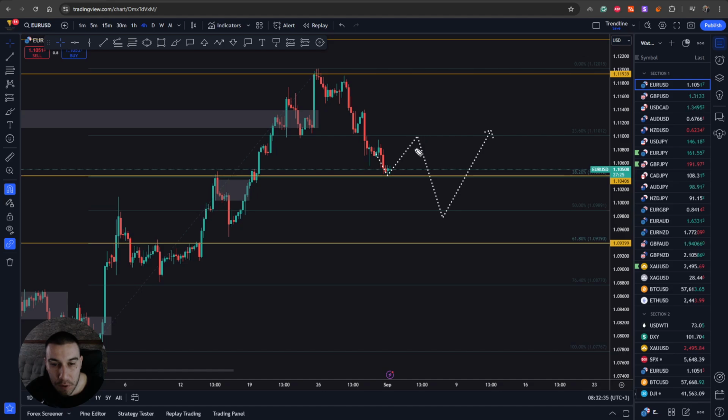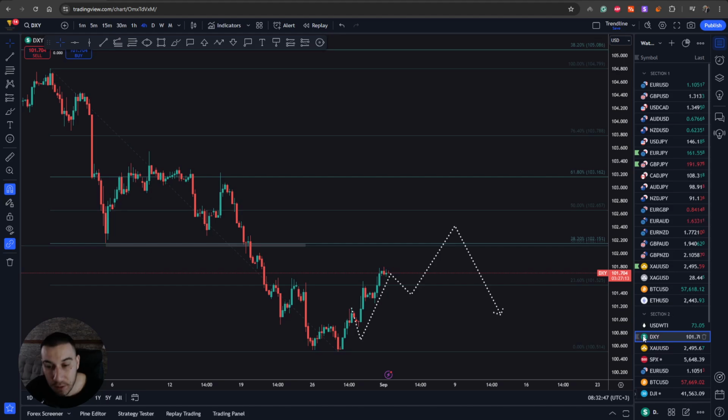Okay, now where do I get this whole idea from? How do I know that price will continue this pullback to 61.8? Well, in order to properly analyze the major pairs, or at least those that are traded with the US dollar, then we're looking at the dollar index all the time, and this is what we do every single day in the premium channel as well.